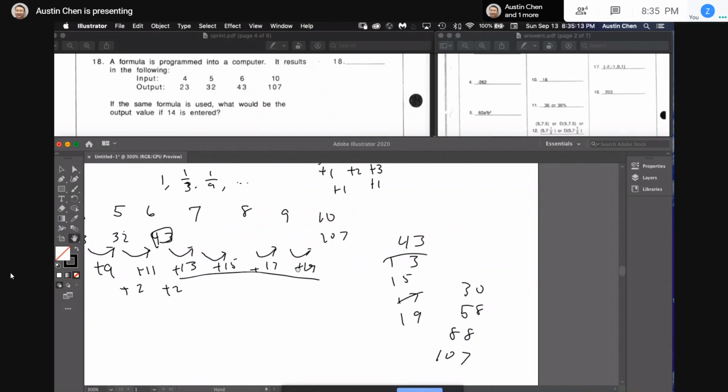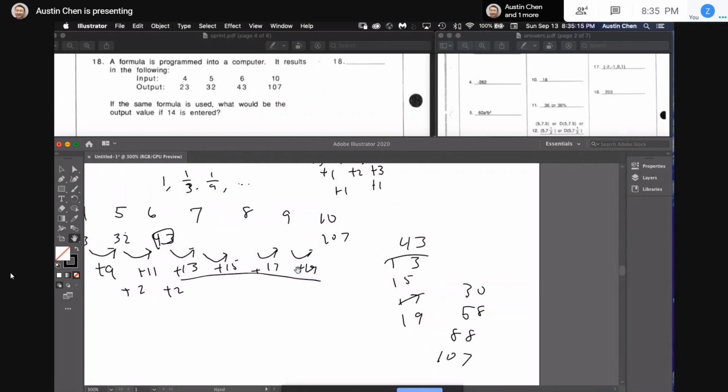It's saying if the same formula is used, what would be the output value if 14 is entered? I guess I would just, I feel like writing the equation for this would take more time than just listing it out. What do you think, Bill?